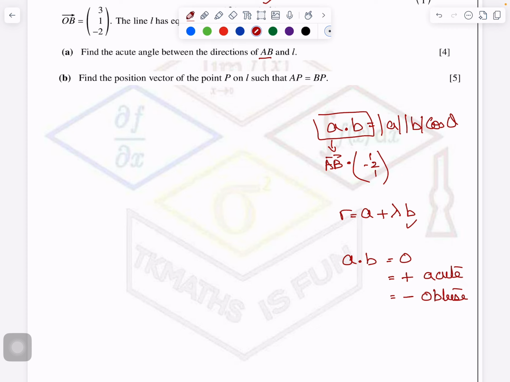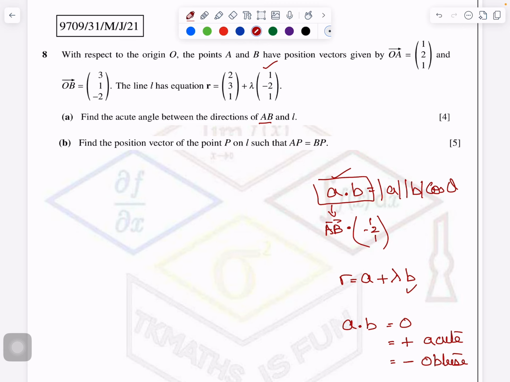If the question is asking whether the angle is acute, obtuse or right angle, as there is a question in the past paper, you just have to do this part rather than solving the entire question. Okay. And one last thing.